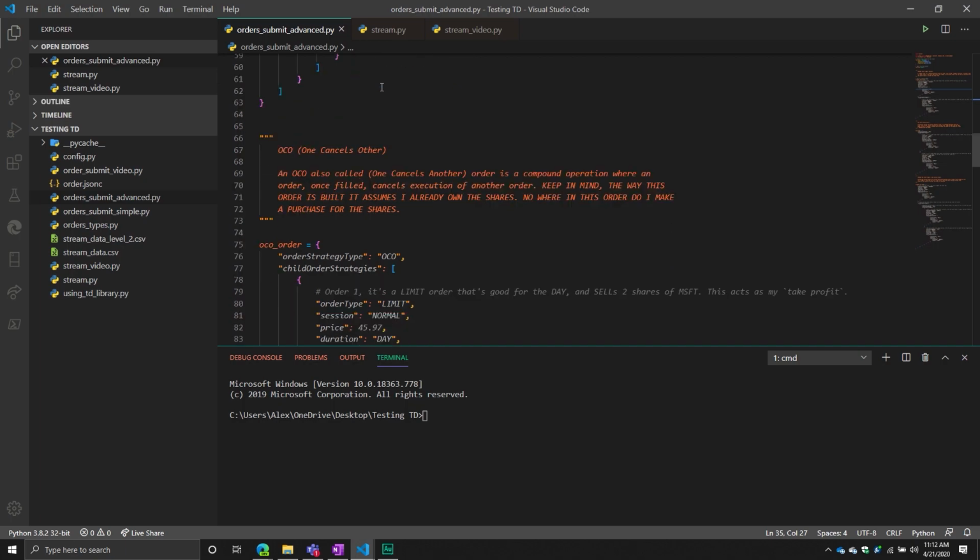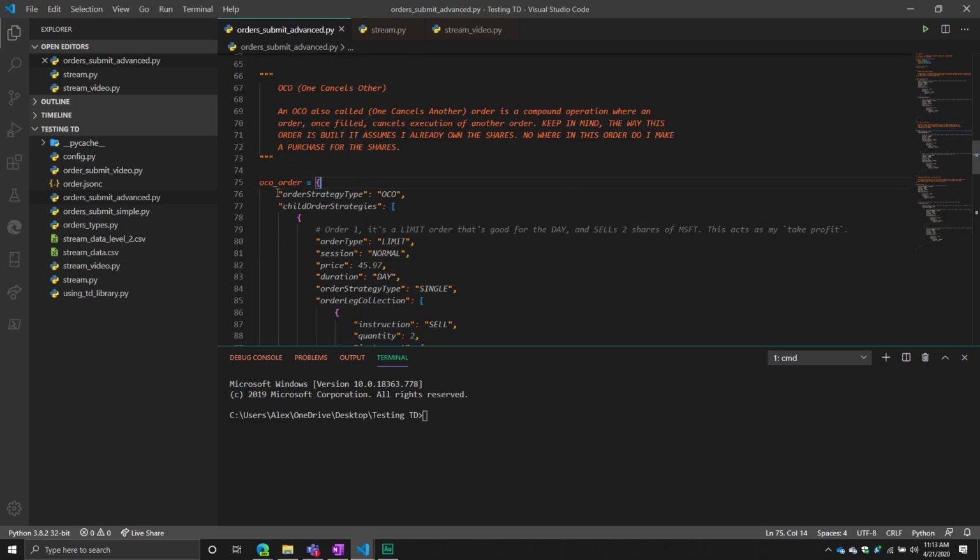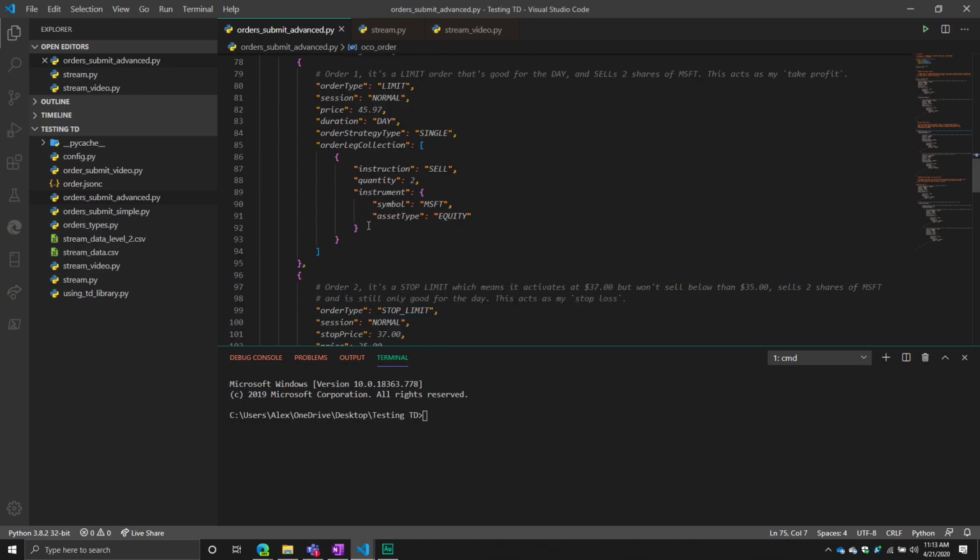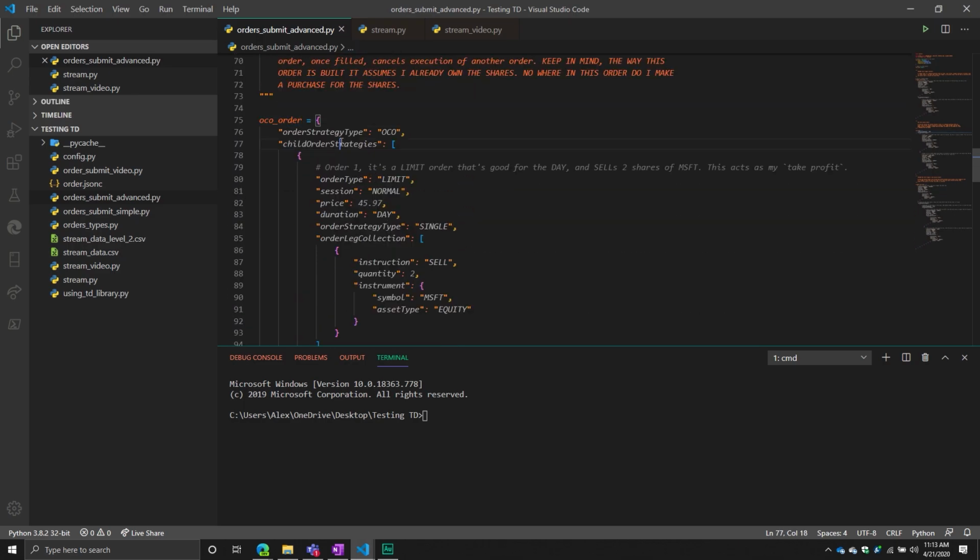The next one, OCO. So an OCO, also called one cancels another, or if you look up above, one cancels other, order is a compound operation where an order, once filled, cancels execution of another order. Keep in mind, the way this order is built assumes I already own the shares. When in this order do I make the purchase? So nowhere in this order do I make the purchase for the shares. So with this one, it is assumed that I already own the position, because right now, if I was to submit this, it wouldn't make a lot of sense if I don't own the share.